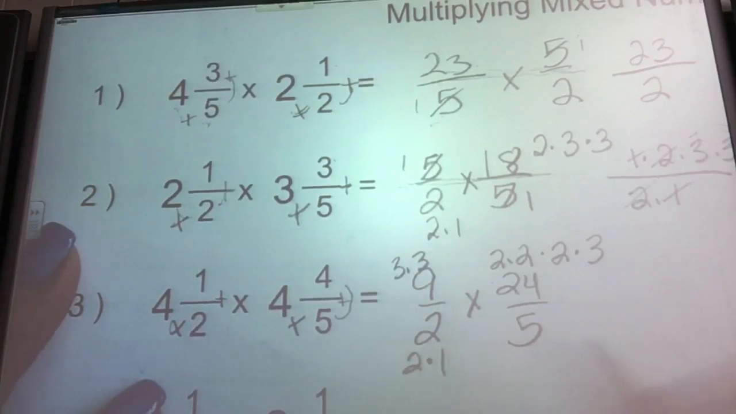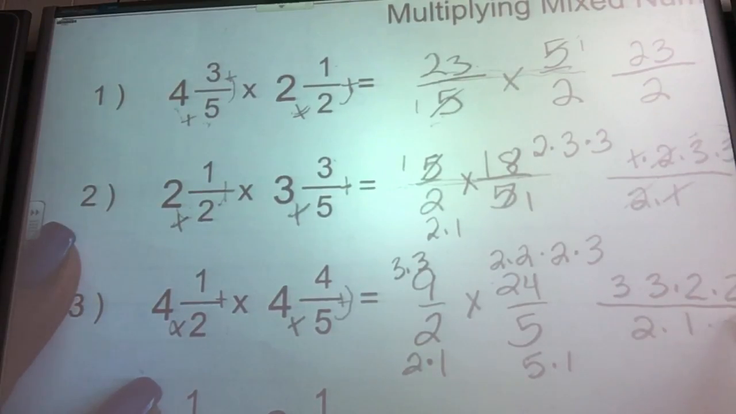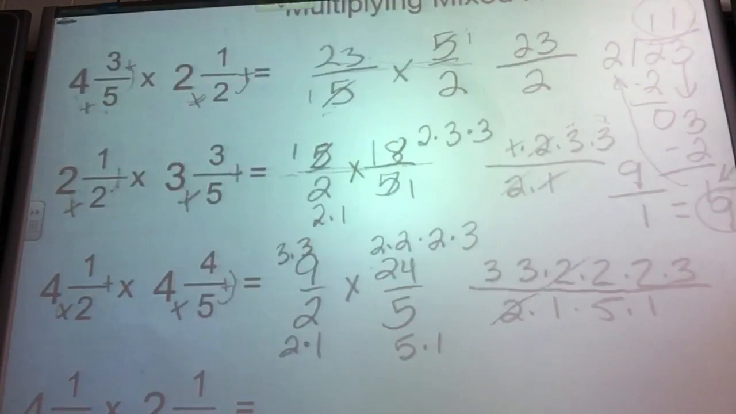2 times 1 is 2. 5 times 1 is 5. 3 times 3 times 2 times 2 times 2 times 3, over 2 times 1 times 5 times 1. Simplify. I guess I can get rid of a 2 there, huh? Oops, sorry, I wasn't over far enough.